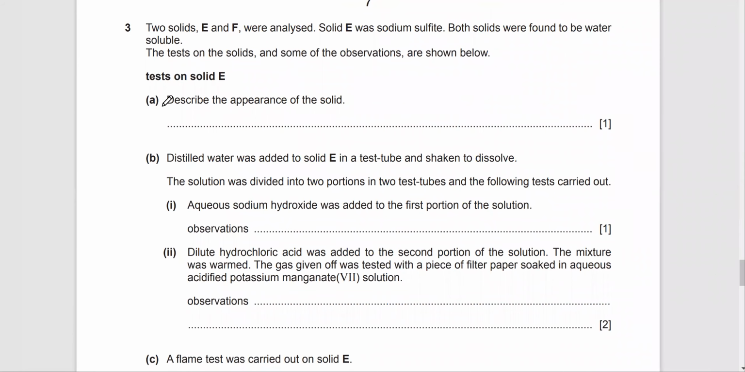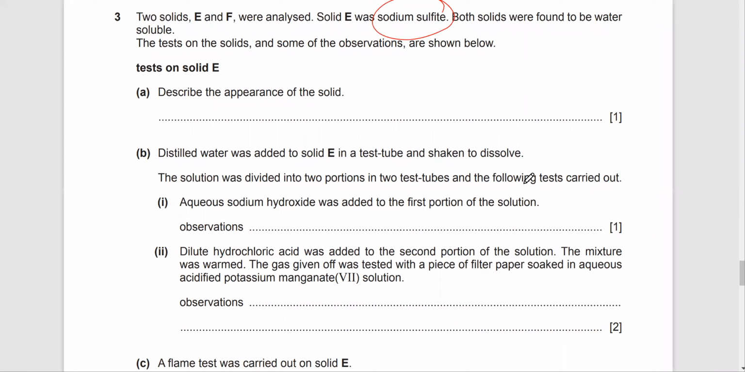You're given two solids, E and F. They were analyzed, and he's already told you what E is. E is sodium sulfide. पहले तो वो टेस्ट कर रहा है E के ऊपर. So describe the appearance of E. Mahat, क्या appearance होगी? Sodium is a group 1 compound, so it's going to be white in color. Remember, only transition metal compounds are usually colored.